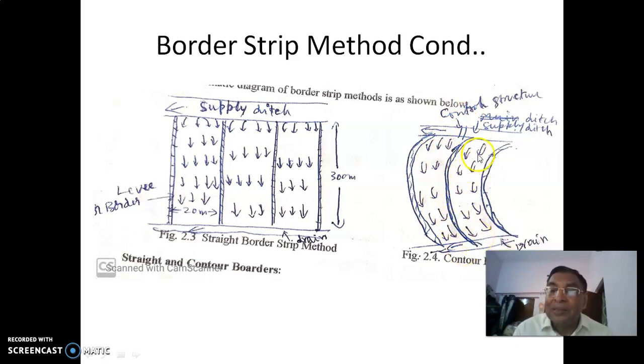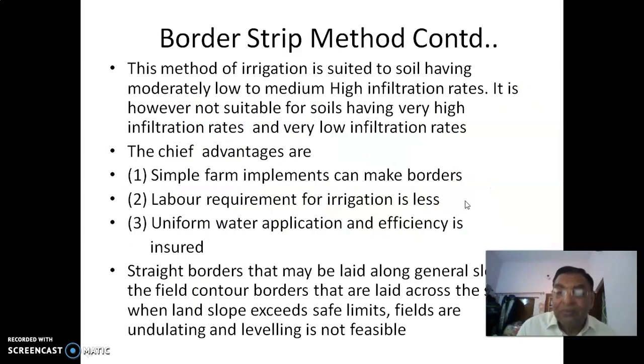Once this strip is wetted, there will be a drain also, and the water is flowing in this direction across the slope. These bunds or levees are made and the strip is made. All remaining things are the same. Okay, so that's what it is written here.